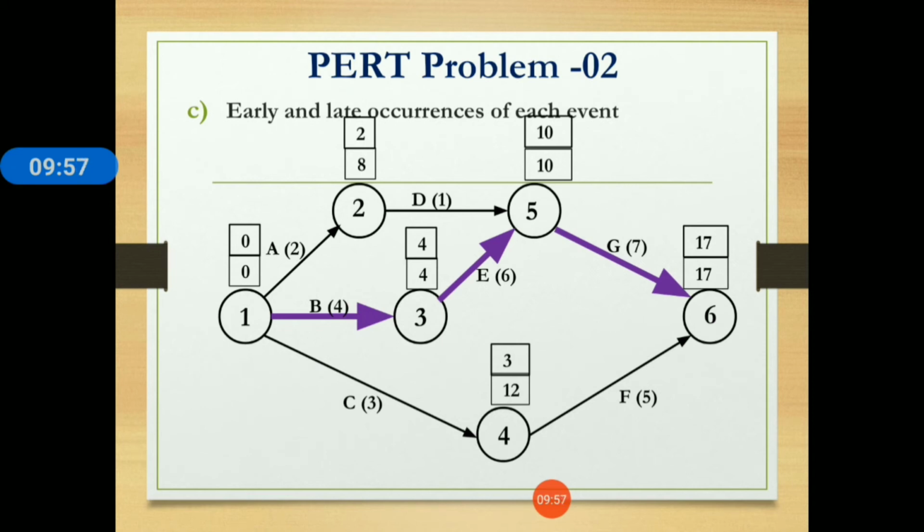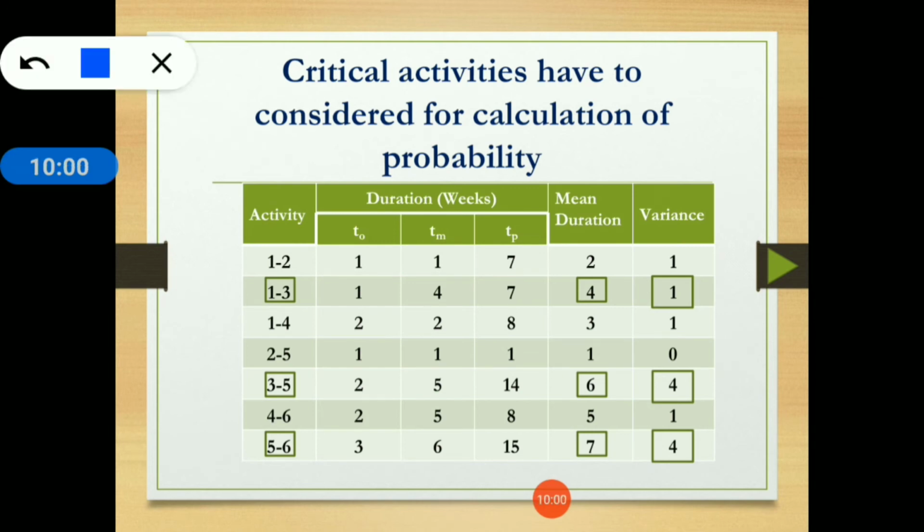So this is your critical activity 1 to 3, 3 to 5 and 5 to 6. Now I've just highlighted all these critical activities in this summary table. See, these are the critical activities with the corresponding mean duration and variance, because we can utilize these values in the calculation of probability. So our next point is to find the probability of completing your project on or before 14 weeks. For that we will consider these critical activities for the calculation of probability.